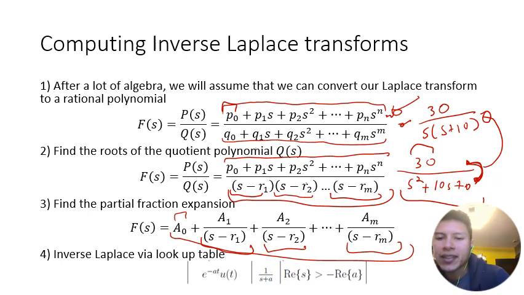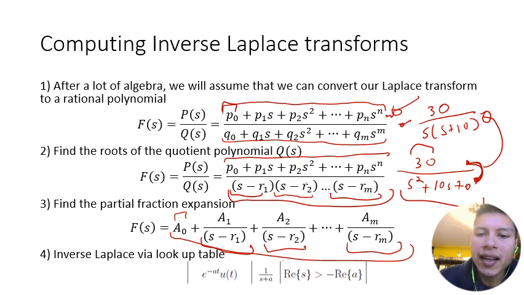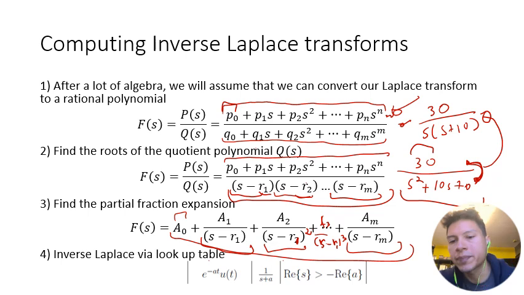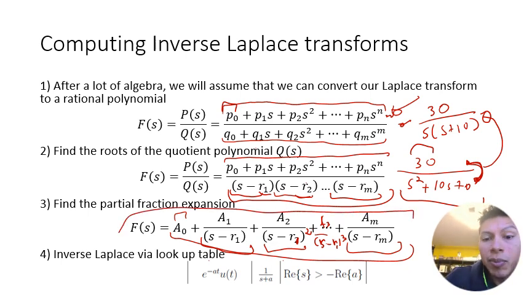Now, there are a few caveats here. One, what if we have repeated roots? Let's say R1 equals R2. Then, if R1 equals R2, we would have (s minus R1) squared here. And if R1 equals R2 equals R3, then we would have A3 over (s minus R1) cubed, and so on. And then once we find this expression, we can use our inverse Laplace transform table to look up the answer.